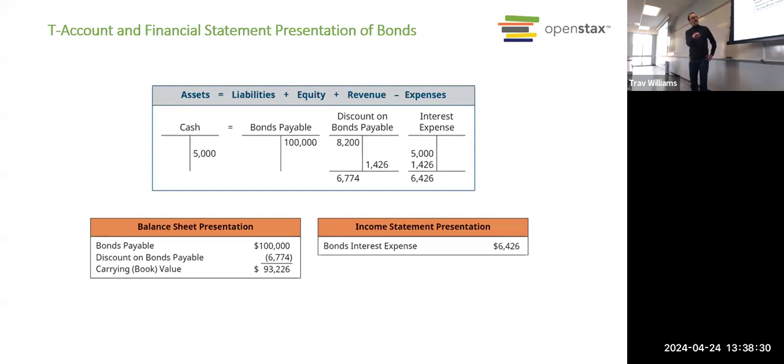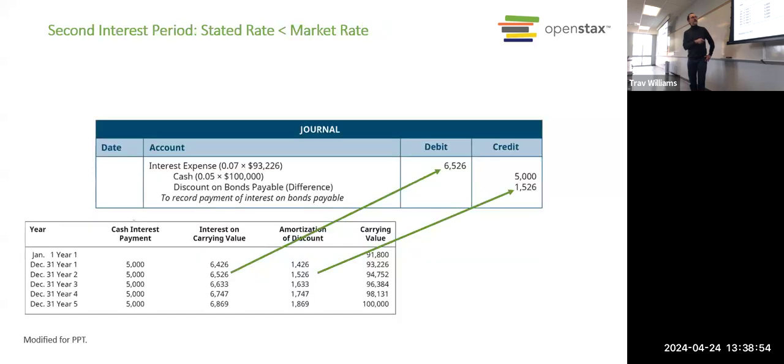Right? The $5,000 that we actually paid out in cash, that's interest expense, but the amortization of the discount increases our interest expense. And then we see the discount on bonds payable is decreasing again until it's completely gone. When the bond matures is when it will be gone. Next year, same thing. The numbers change, but it's the same process.